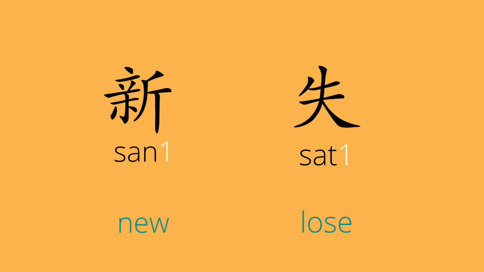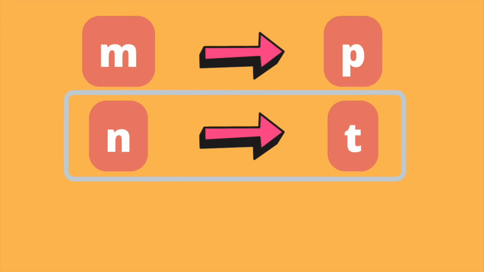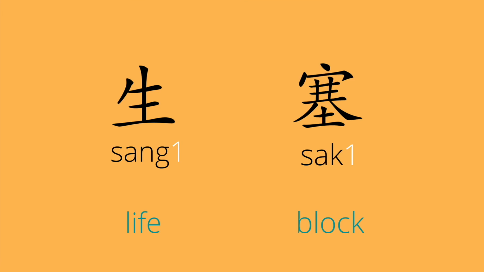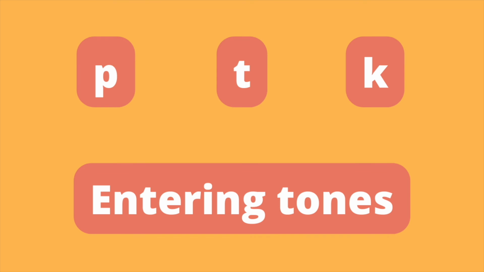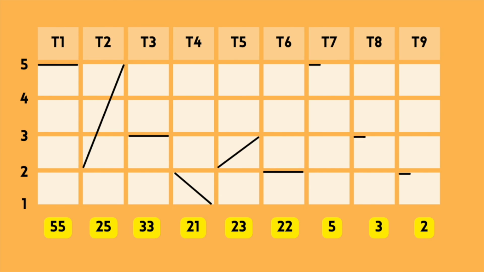The second one, sun and sup. In this pair, when the last letter is changed from N to T, the word finishes the sound quicker. The last one, sung and sup. In this pair, when the last letter is changed from NG to K, the word finishes the sound quicker. As you can see, any Chinese words that finish with letters P, T, or K in Jyutping are originally from tone number 7, 8, or 9.